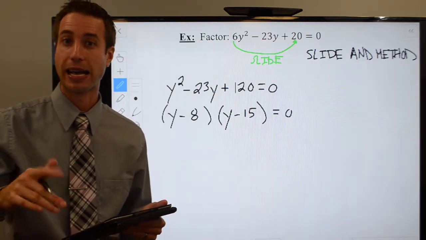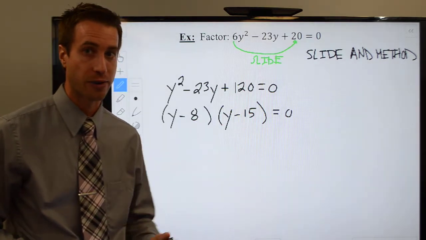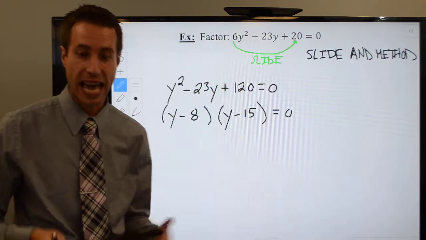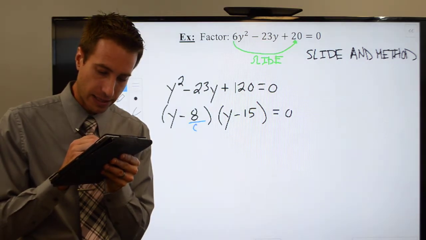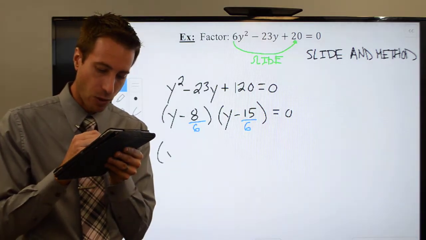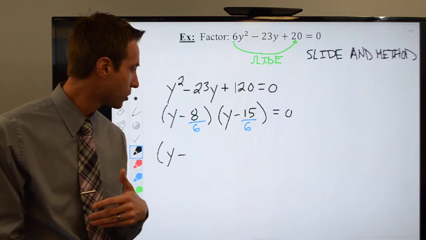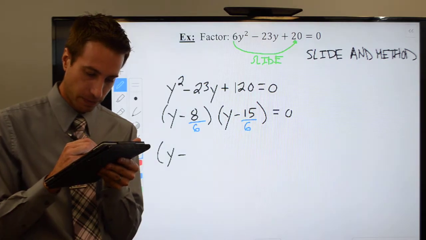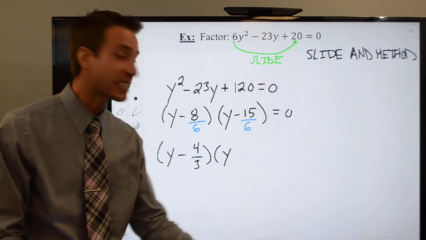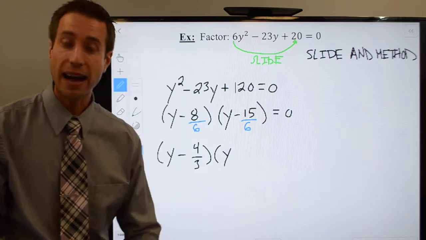This is where the divide part comes in. What you're going to do is take both of these numbers that we just found and divide them by my original a. So 8 divided by 6, 15 divided by 6. Let's go ahead and simplify. y minus, well, 8 and 6, I can pull a 2 out of both of those, so it would be 4/3. And this one, 15 and 6, I can pull a 3 out of both of those, and that'll reduce to a negative 5/2.